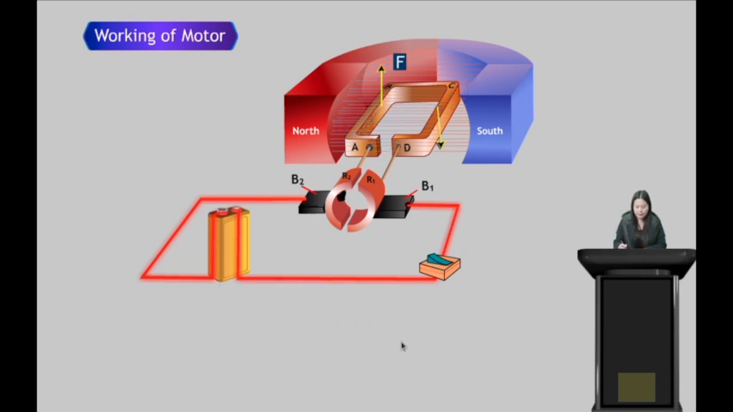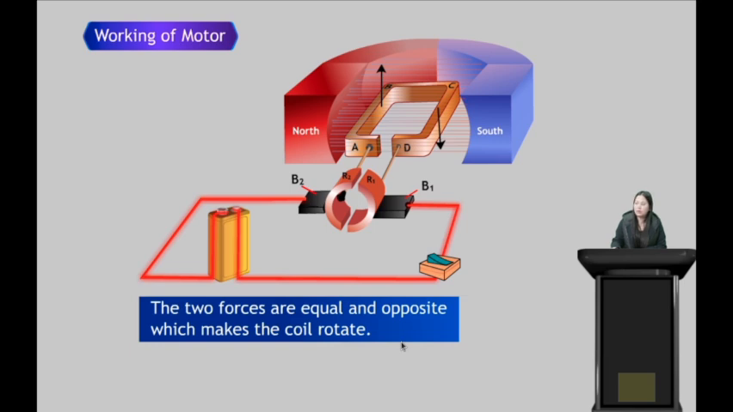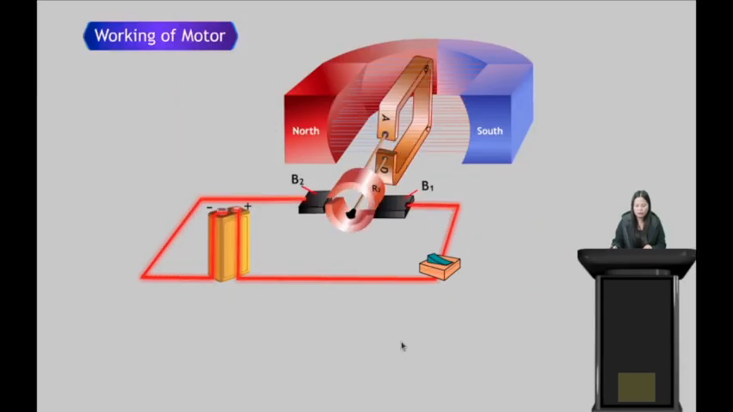So here the directions of force in arms DC and BA are opposite. The two forces are equal and opposite, which makes the coil rotate. So DC will move down and AB will move up. When we turn on the current, DC moves down because the direction of force in DC is downward, and AB moves up because the direction of force in BA is upward. So here we see that the coil rotates.